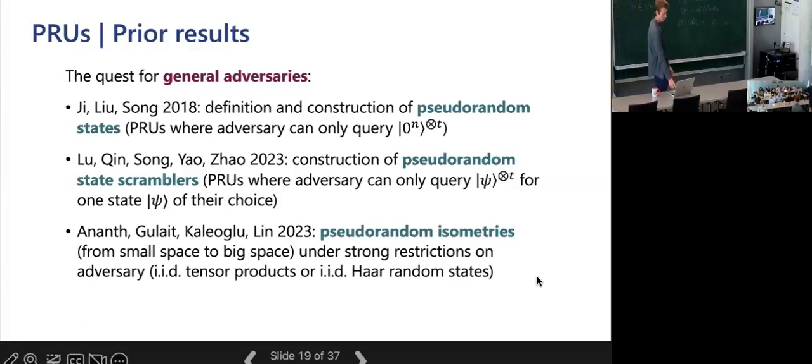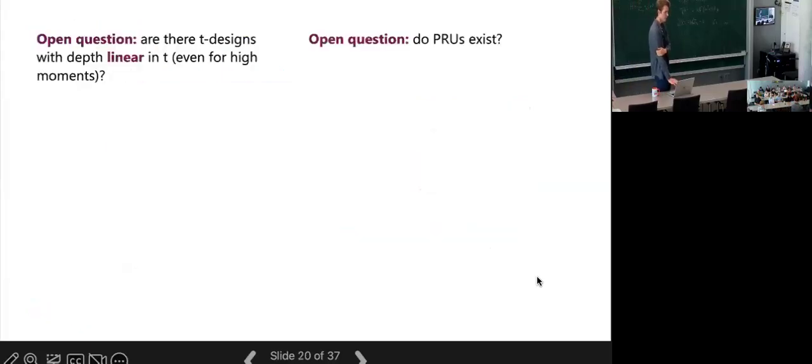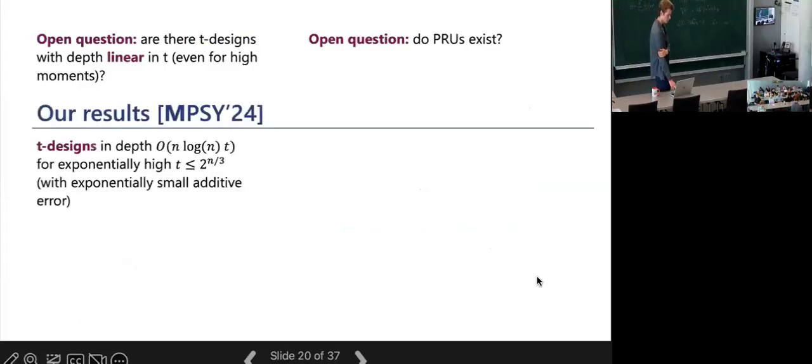Okay, so the question here is very simply, do PRUs, in the sense of against general adversaries, exist? These are the two open questions that we want to answer, and we give affirmative answers to both. So we prove that you can construct T-designs in depth n log n T, even up to exponentially higher moment. So we get T less than or equal to 2 to the n over 2.0001, any constant bigger than 2. And this is for exponentially small additive error.